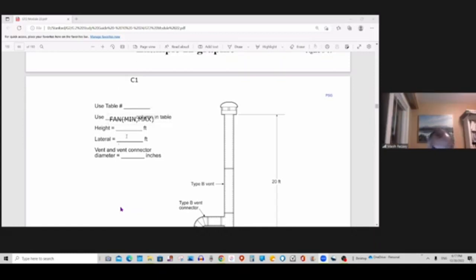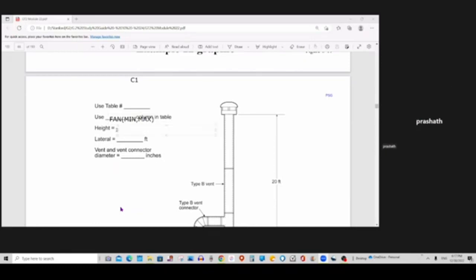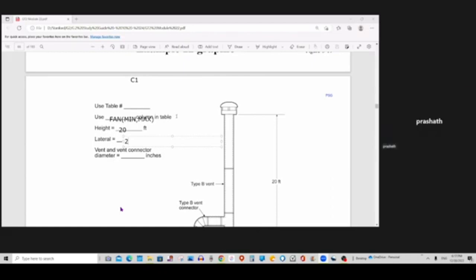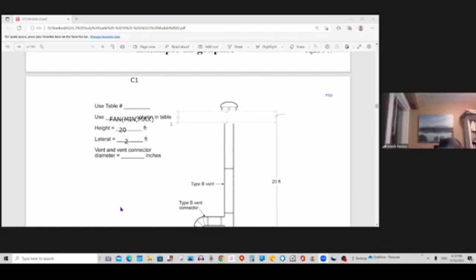Now, what's the height, sir? 20 feet. What's the lateral? 2. Open your code book and see on table C1. The capacity is 100. What's going to be min and max? 14 and 149. 4 inch. Now, my question, he said on B, which general venting? The general venting is C.2.7. Okay. General venting requirement, GVR, is C.2.7.